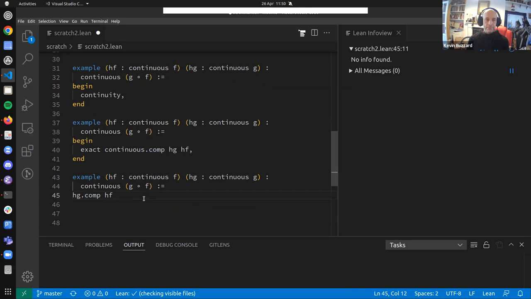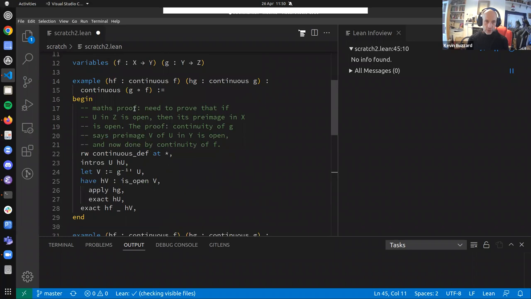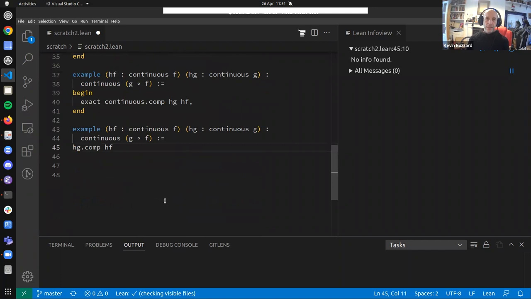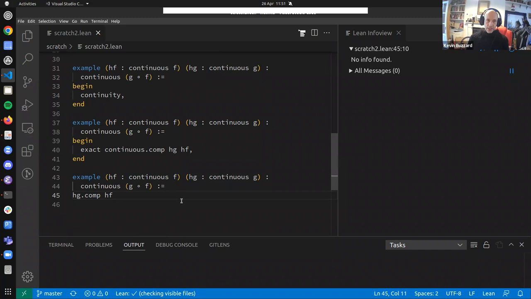So it just shows that there are several ways that you can interact with this software. You can use it for teaching, or if you just want to get things done, then there are various shortcuts that you can use as well. So that's what topology looks like in a theorem prover.